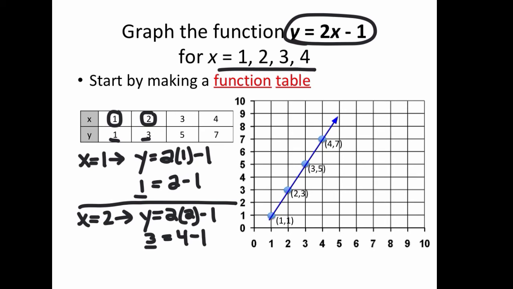Then the job is to graph, because the directions say graph the function. So we now know that in our function table we have our ordered pairs. My function table is turned on its side, but I'm still going to put parentheses around them, because that reminds me that it's an ordered pair. I can pull those out from my table and plot them on a coordinate grid to see a pattern. Again, this is just another representation of this function, from the table or from the equation form.